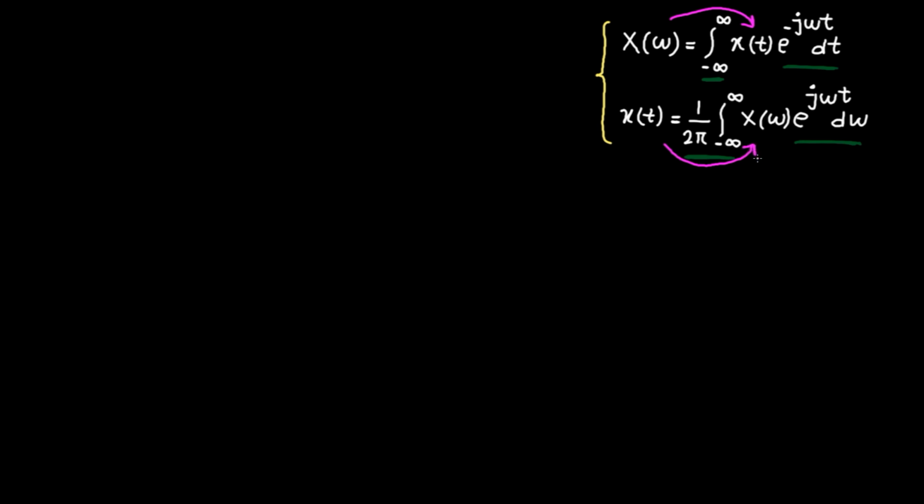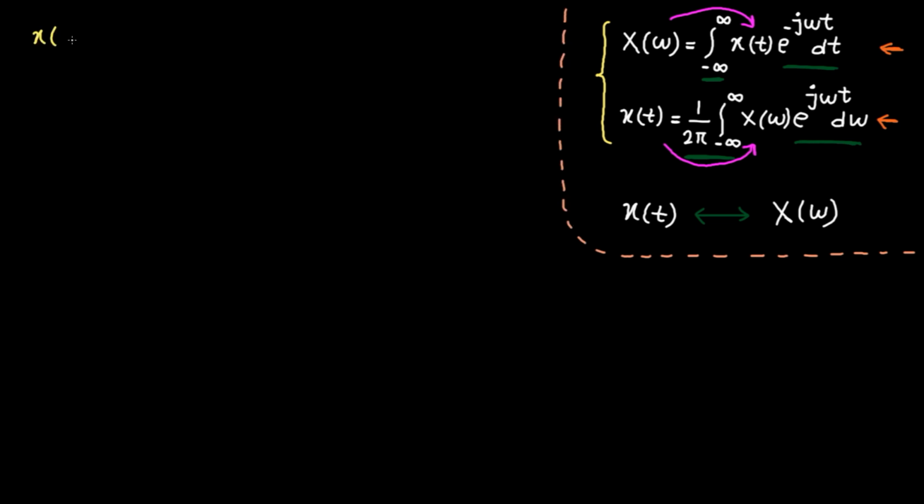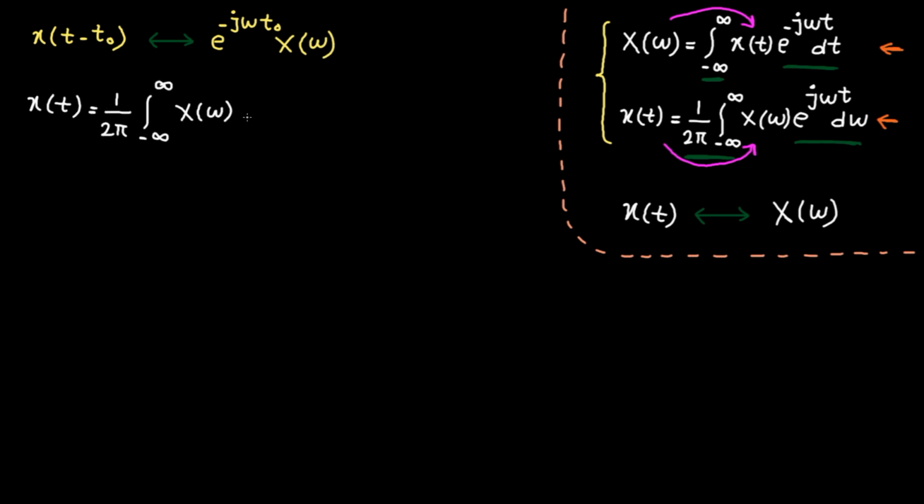To prove different properties, sometimes it's easier to use this integral and sometimes this one is better. But no matter which one you choose, the result is always the same. Let's start from the time shifting property. To prove this, I prefer to use inverse Fourier transform.